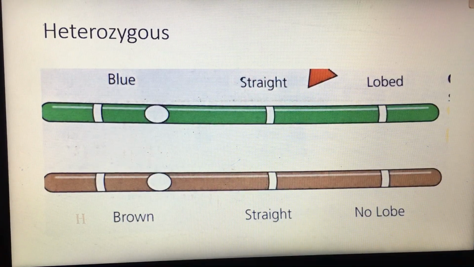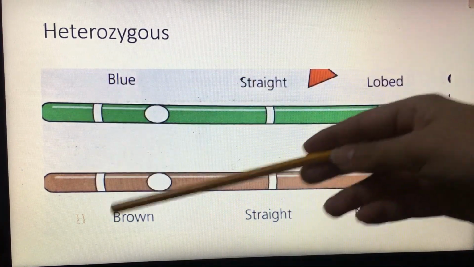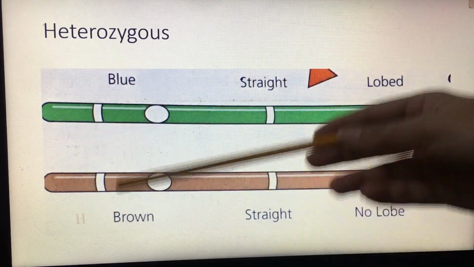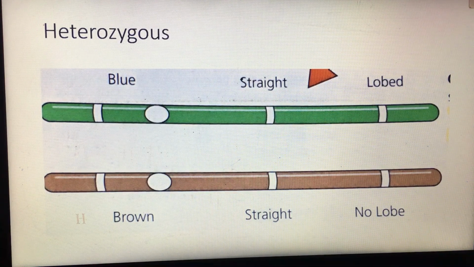The second concept we have is heterozygous, as we say, a nucleus carrying both alternative alleles of a gene. So when a nucleus carries both alternative alleles of a gene, this is called heterozygous. So here in eye color we have a blue and a brown. So this gene in this cell is heterozygous because it carries both alternative alleles.